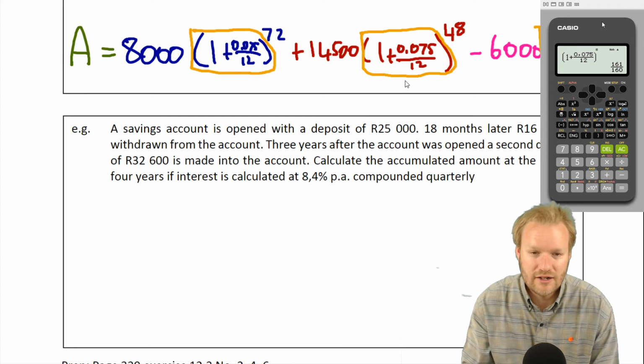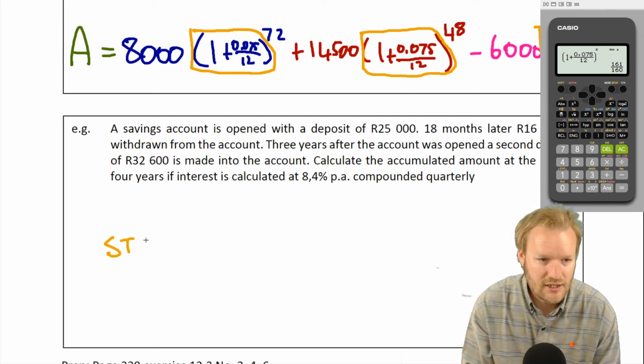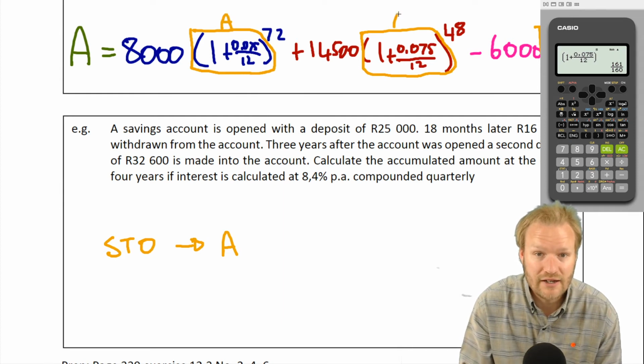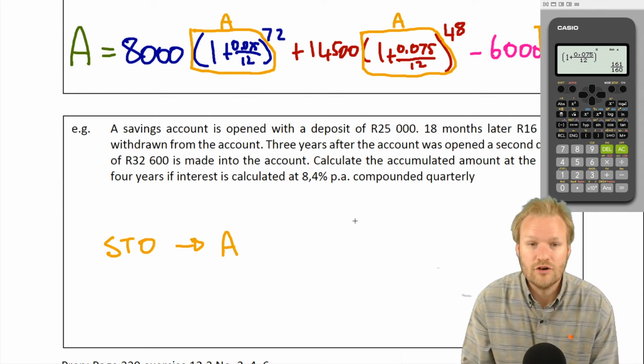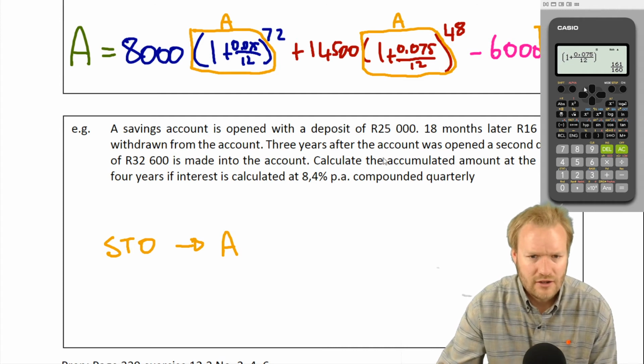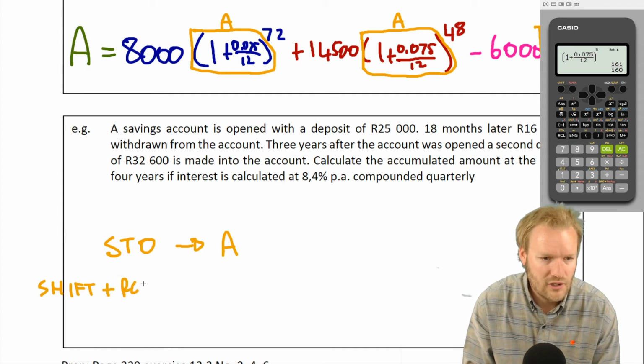So let's store that in a variable that we can call A. And what I find useful is to actually write A above here, so when we have more of these, we can keep track of them all. So we want to store it in A. Now the store button is above the RCL, so to get there, we have to go shift plus RCL.